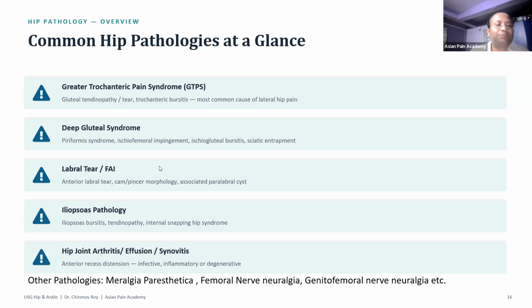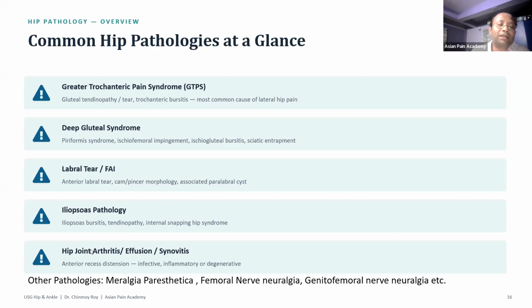Then labral tear and femoroacetabular impingement. That is not very common, but it can cause both anterior and posterior hip pain. From the symptoms, when you suspect a labral tear or an impingement, the diagnosis should be made by MRI. From the ultrasound we cannot reach a diagnosis directly. Then some iliopsoas pathology: iliopsoas bursitis, tendinopathy, internal snapping hip syndrome. These are all related to the iliopsoas tendon, or the bursa below it.